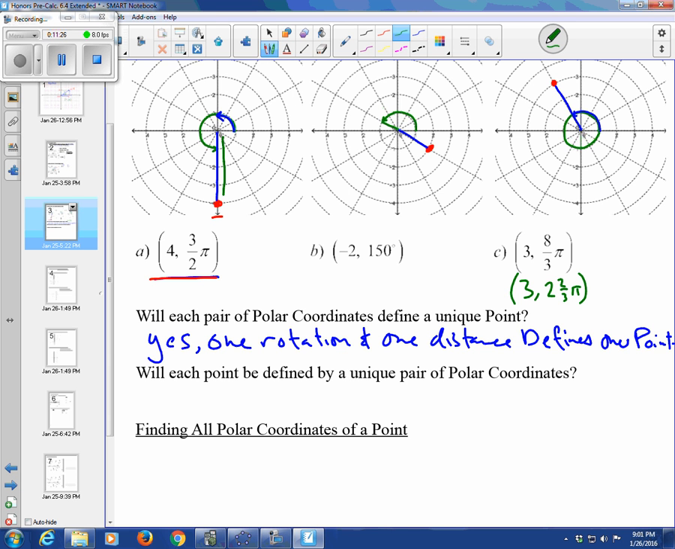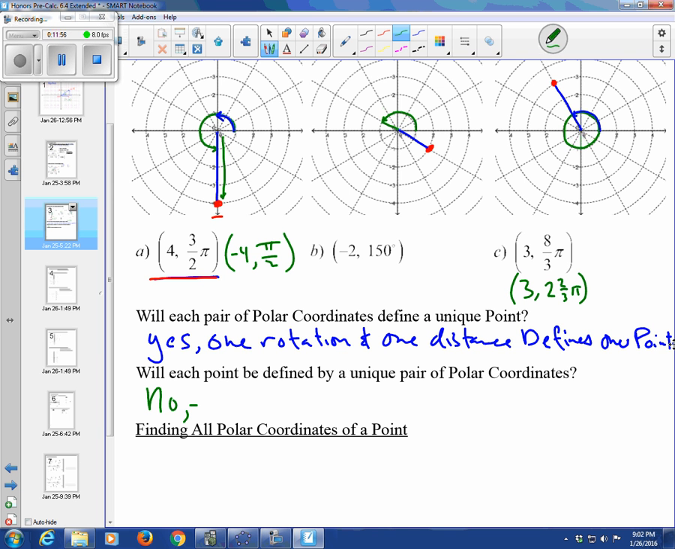So right here, if I had a negative 4 and a rotation of pi over 2, then I would be rotating pi over 2, but traveling in the opposite direction for 4, which would take me to the same point. So we would say no, each point will not be defined by a unique pair of polar coordinates.